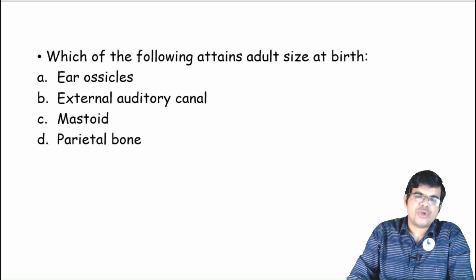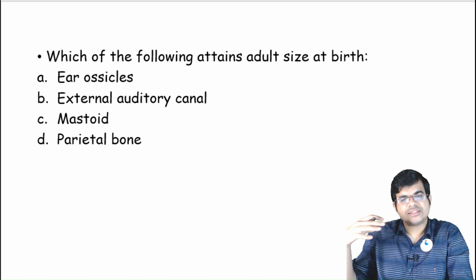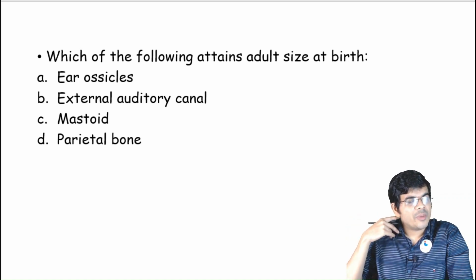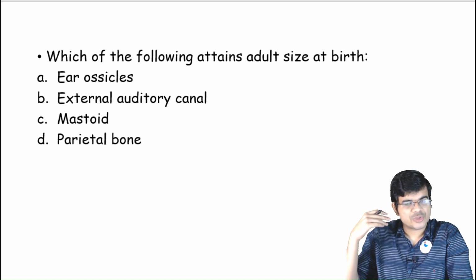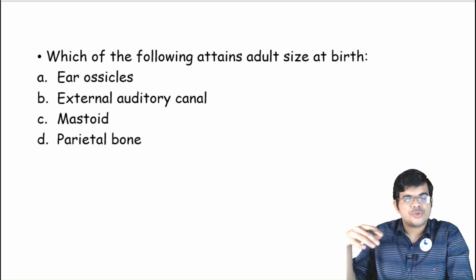Mastoid includes the mastoid antrum as well as mastoid air cells. Mastoid antrum actually attains adult size at birth itself, whereas the rest of the mastoid air cells are undergoing development even after birth. The pneumatization is continuing to take place, and the tip cells will develop later. The mastoid tip is getting developed because of the pull of the sternocleidomastoid, and this develops later on. And so mastoid won't be having adult size at birth.